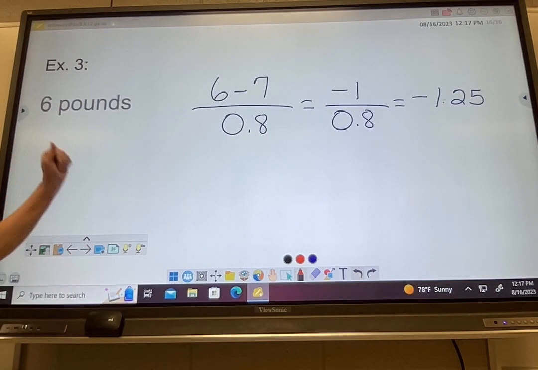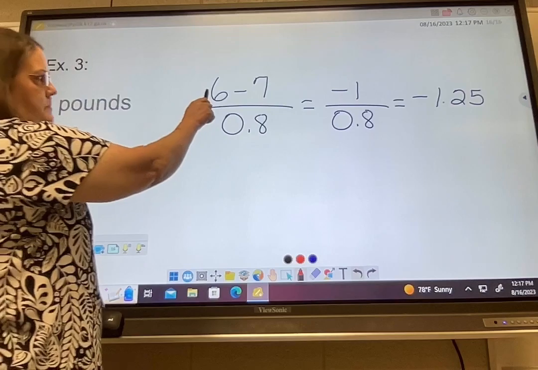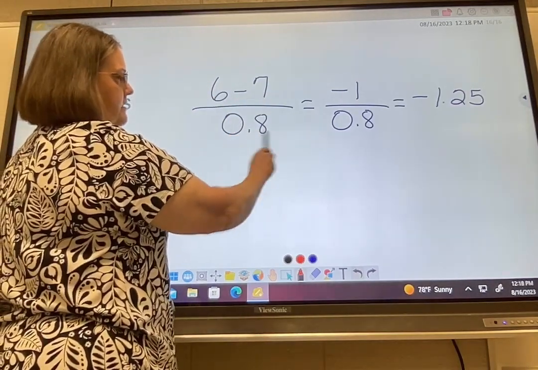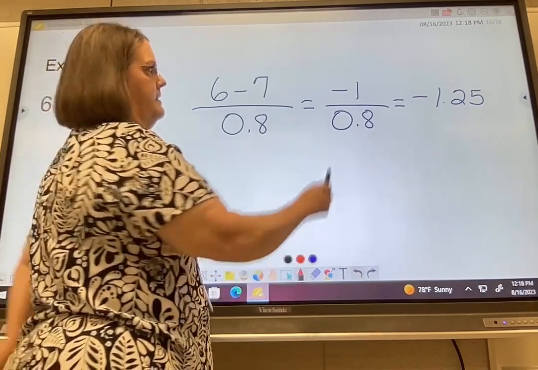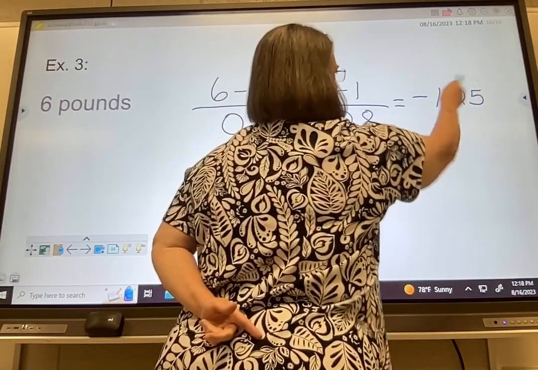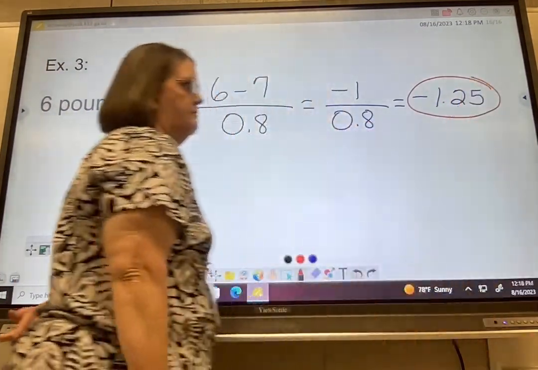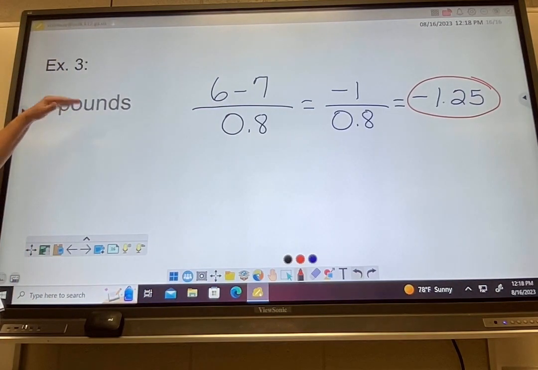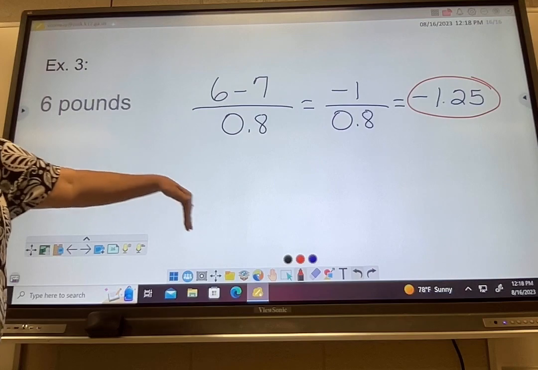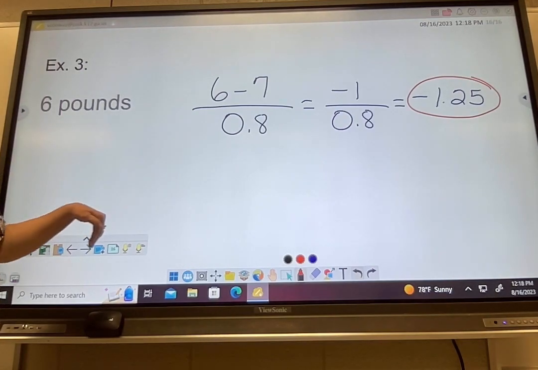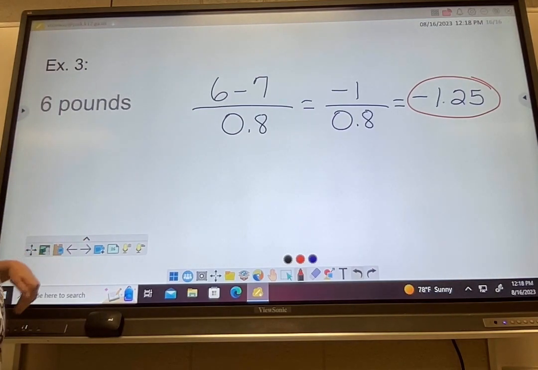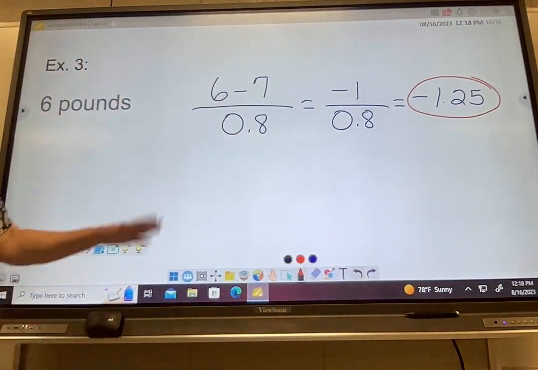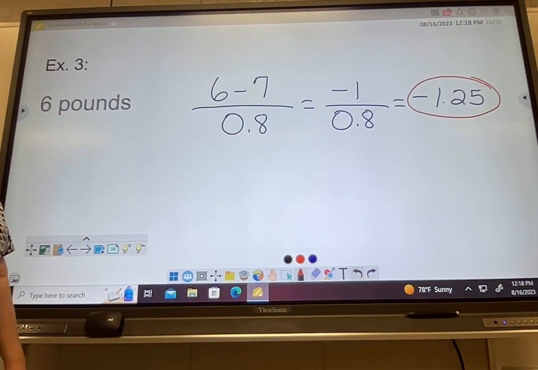A 6-pound baby. This one, you do the 6 pounds minus the 7, which is the mean, divided by the standard deviation, which is 0.8, and that gives you negative 1.25. This one is below average. Of course, you can tell that by just going 6 and 7, but anyway, this is a little over 1 standard deviation to the left. So it lets you know just how far away from the mean the weight of the baby is.